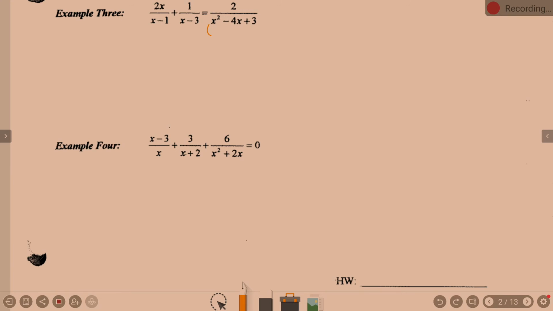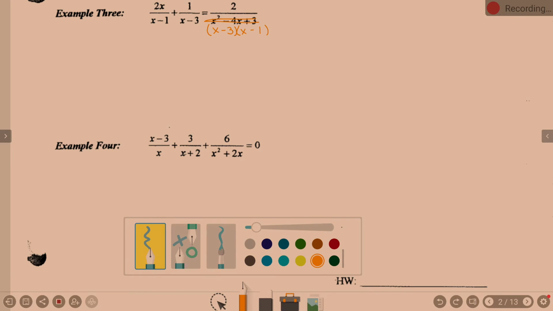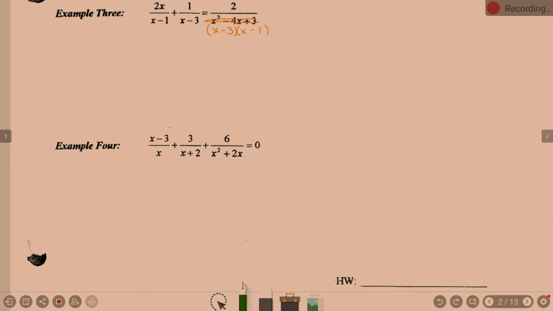What does x squared minus 4x plus 3 factor into? X minus 3, x minus 1. X and x, 3 and 1, both minuses. It just happens to equal the other two factors. So that's always one thing you're going to want to check. Now, with that in mind, what do we want to multiply our equation by to clear out all the fractions? X minus 3, x minus 1.